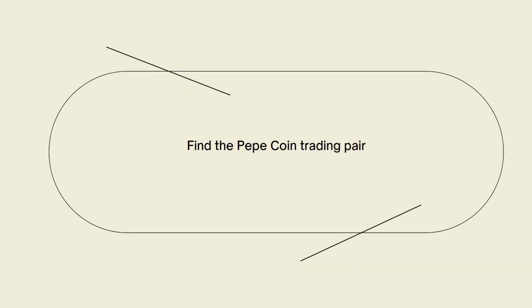Find a Pepe coin trading pair. Once your funds are deposited, locate the Pepe coin trading pair. It is usually denoted as PEPE/BTC or PEPE/ETH, depending on the base currency.